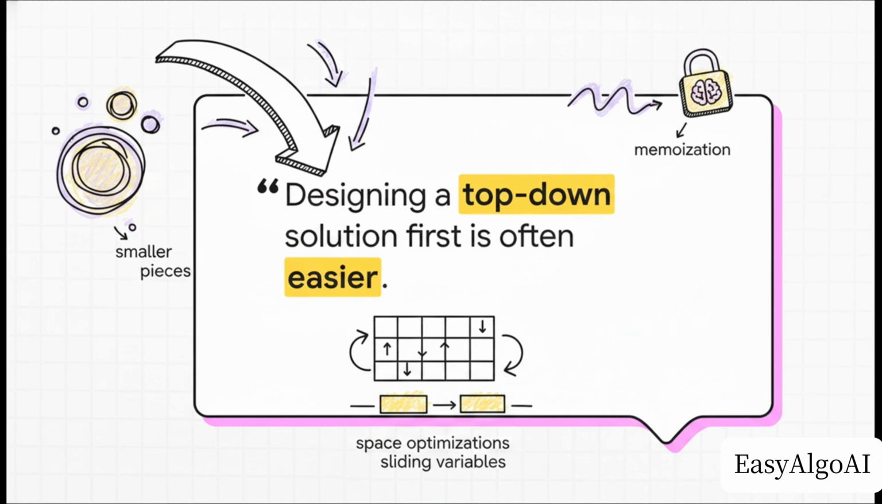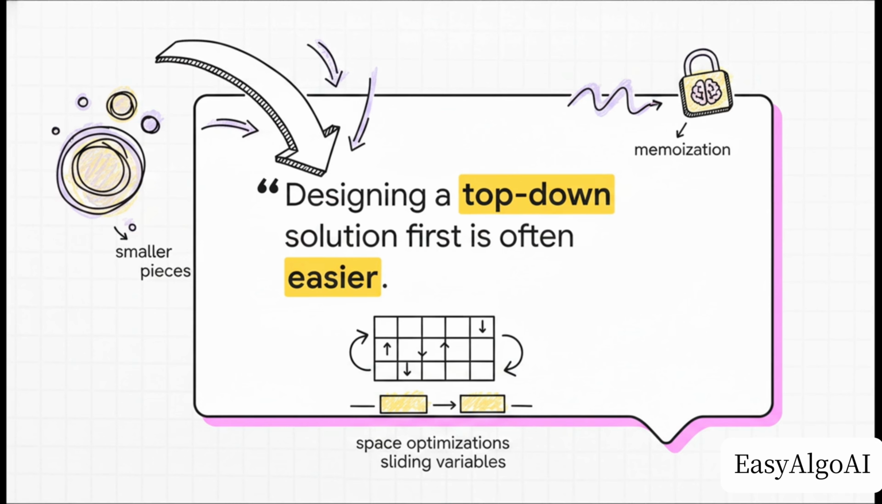Start top-down. Identify the recurrence relation first. It is so much easier and more intuitive to just break the main problem into smaller chunks. Once you have that, slap on some memoization to optimize it. Got that working? Great. Now you can confidently map that exact same logic to a bottom-up tabular format.